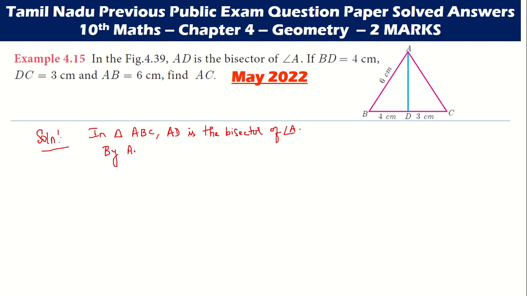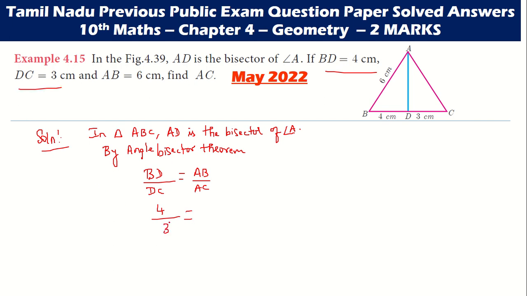So by angle bisector theorem, BD divided by DC equal to AB by AC. So where BD is equal to, what have they said, 4 centimeter. So 4, DC is equal to 3, where AB is equal to 6. AC is unknown, AC is what they are asking us to find. So AC.